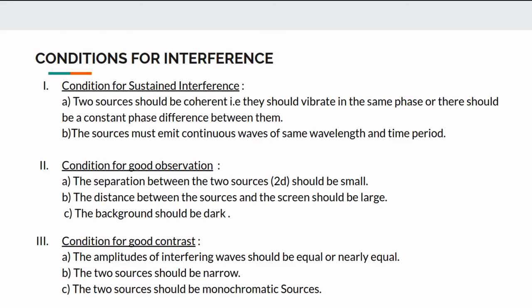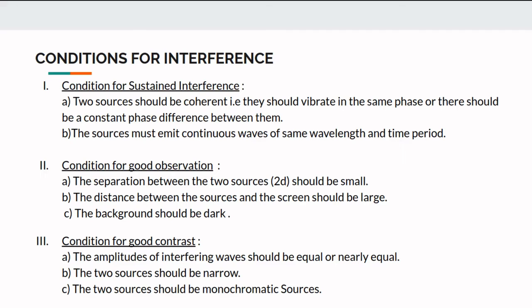Next topic is what are the conditions for interference. There are many conditions for getting a good interference pattern. They are divided into three categories. The first one is conditions for sustained interference. That means in order to get the fringes continuously, what are the conditions?